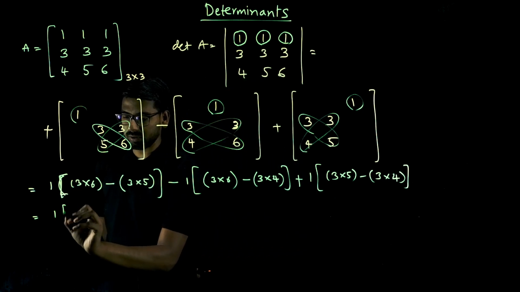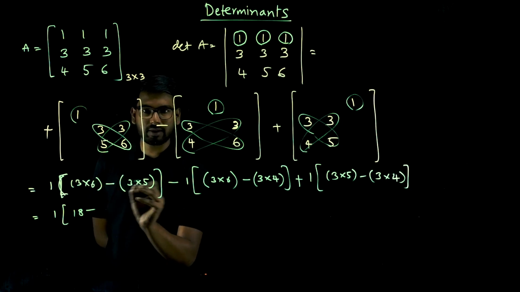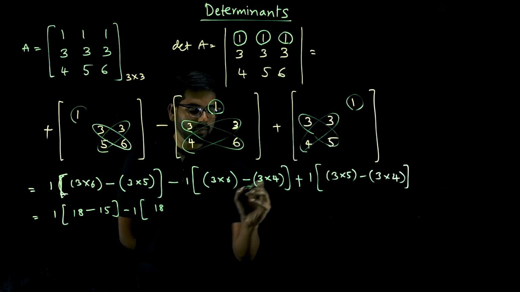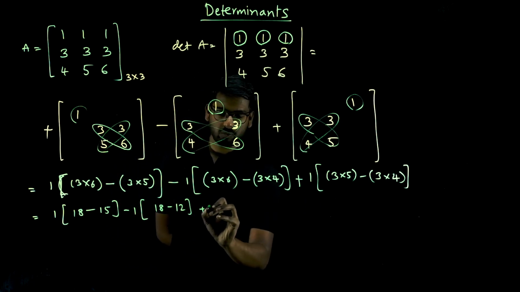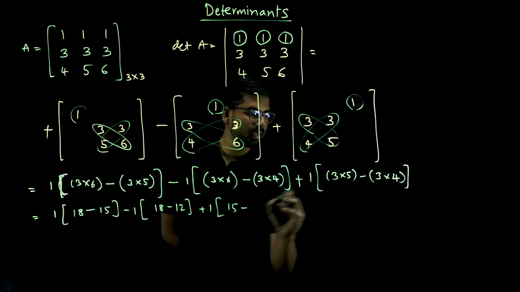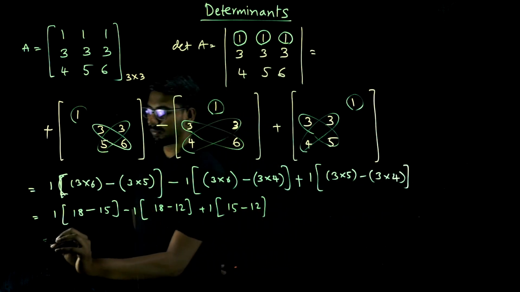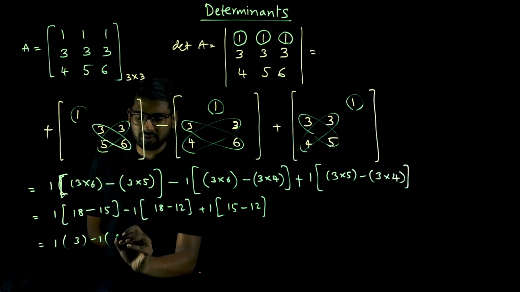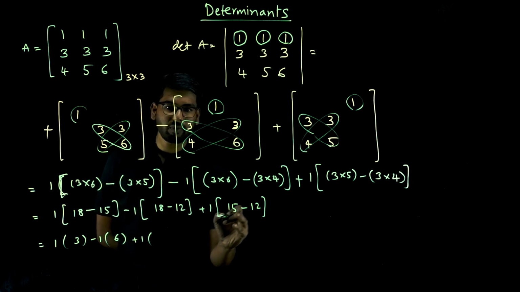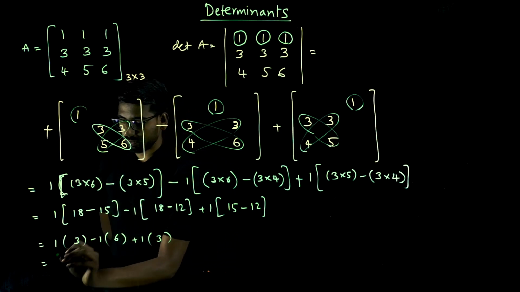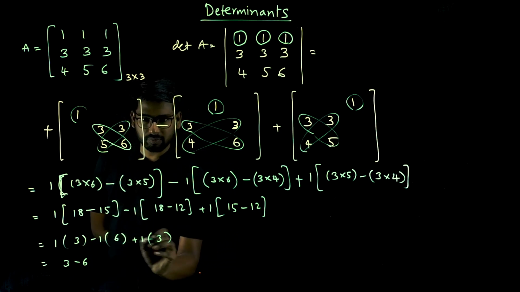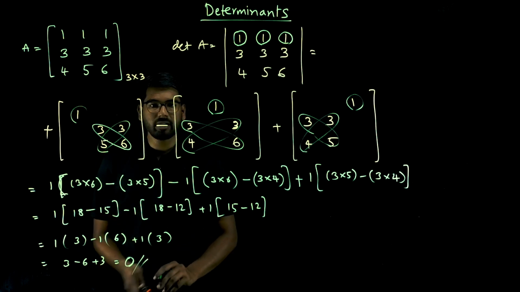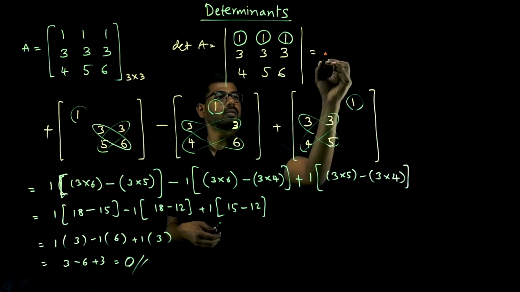It's equal to 1 into 3 into 6 is 18 minus 3 into 5 is 15, minus 1 into 3 into 6 is 18 minus 3 into 4 is 12, plus 1 into 3 into 5 is 15 minus 3 into 4 is 12. So what will we get? 1 into 18 minus 15 is 3, minus 1 into 18 minus 12 is 6, plus 1 into 15 minus 12 is 3. So this is equal to 1 into 3 is 3, minus 1 into 6 is minus 6, plus 1 into 3 is plus 3. 3 minus 6 plus 3 is 0. Okay. So determinant of this A matrix is 0.